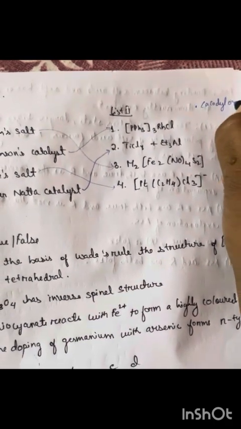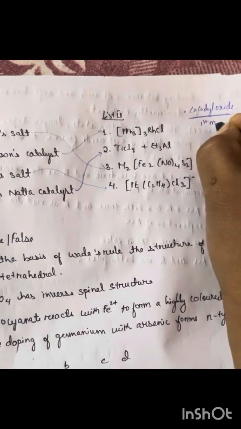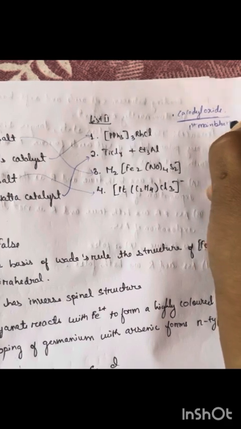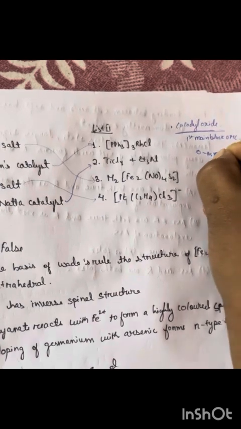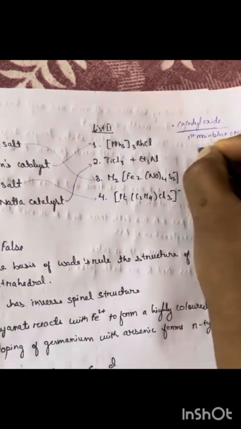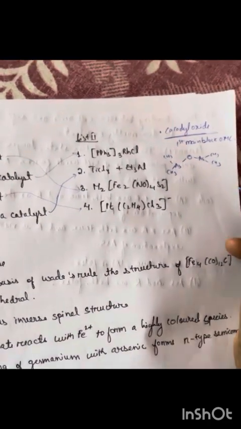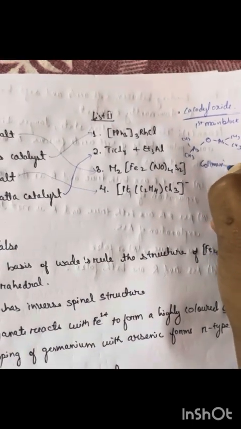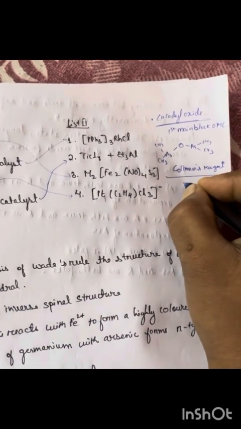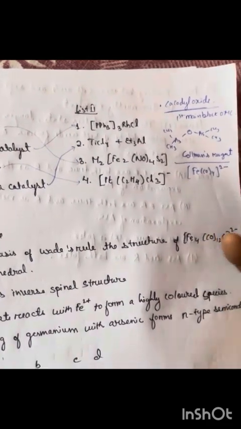Now other compounds you should know, like cacodyl oxide, is the first main group organometallic compound. You should know this. It is oxygen, arsenic, CH3, CH3, arsenic, CH3, CH3. Okay, and you should know Collman's reagent. Collman's reagent is Fe(CO)4 2-. Another, Wilkinson, is already given.